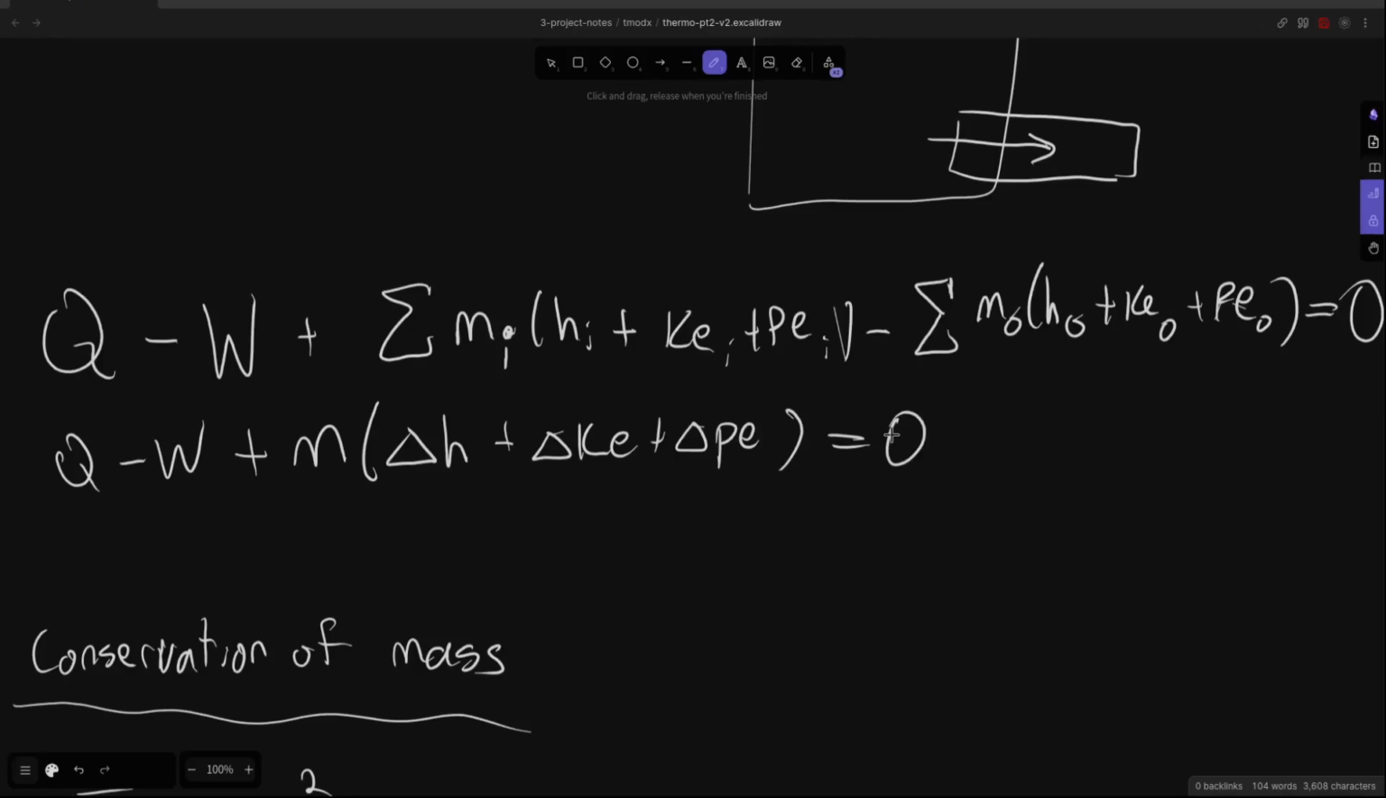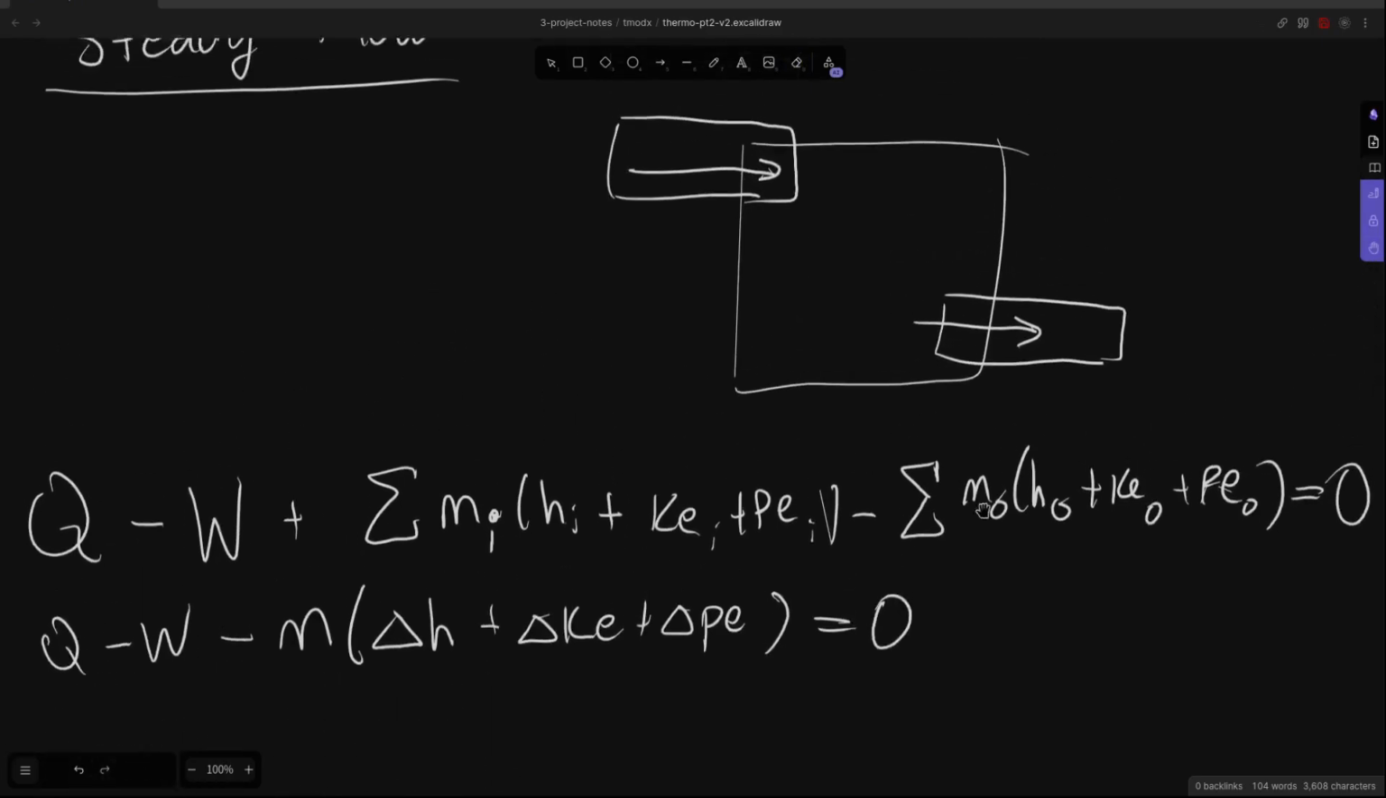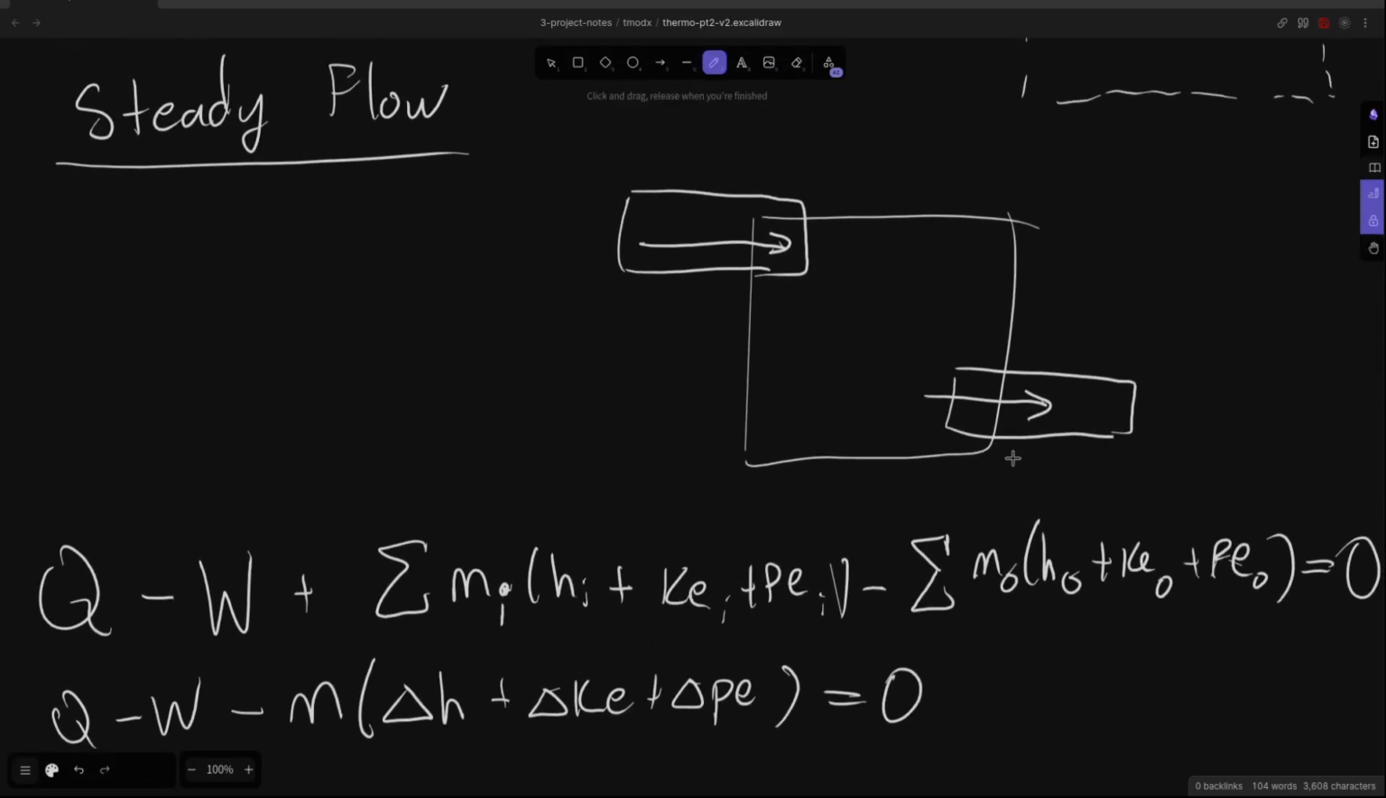And now I'm actually going to pull out a negative sign right here. The reason is because these deltas are usually with respect to outlet minus inlet. You'll see that our labeling convention is basically to call our outlet state 2 and our inlet state 1. So this will be 2, 2, 2, and 2, and this will be 1, 1, and 1.